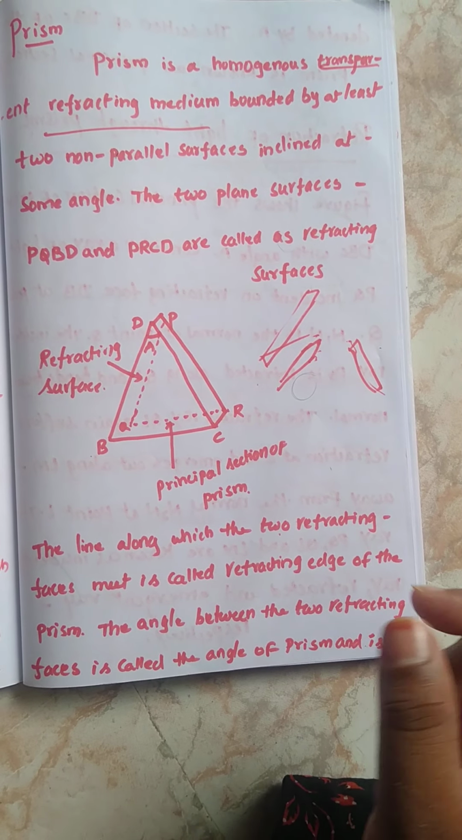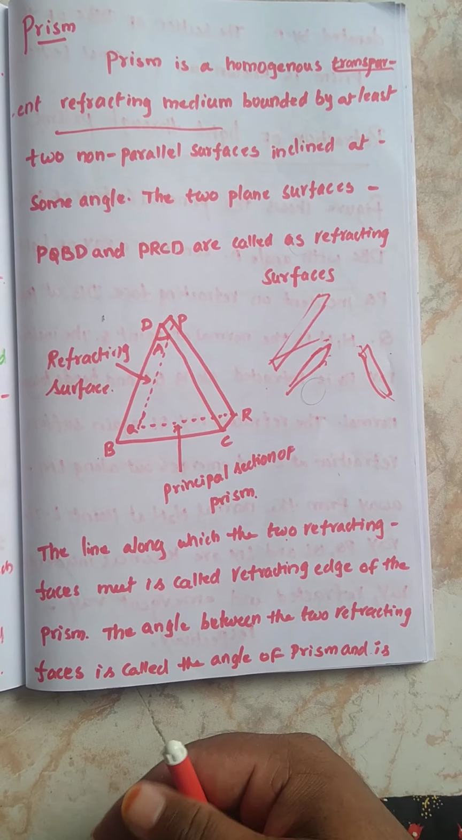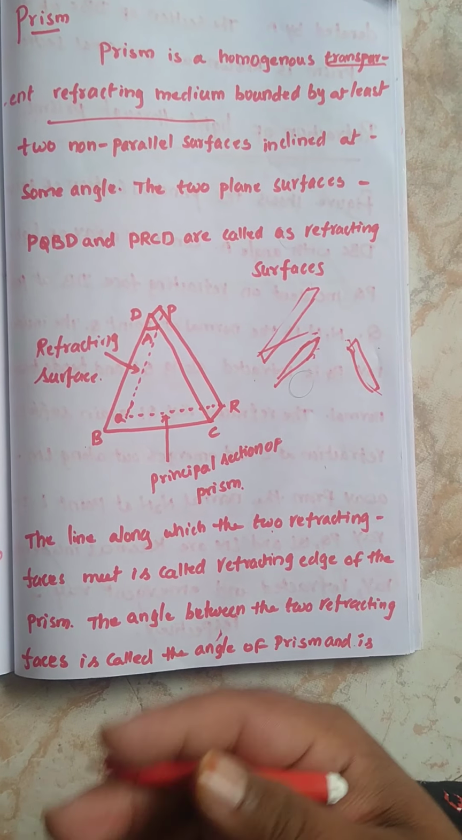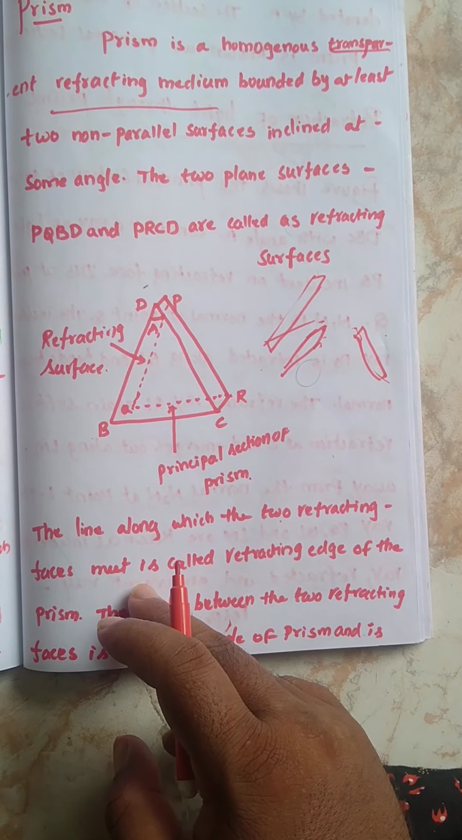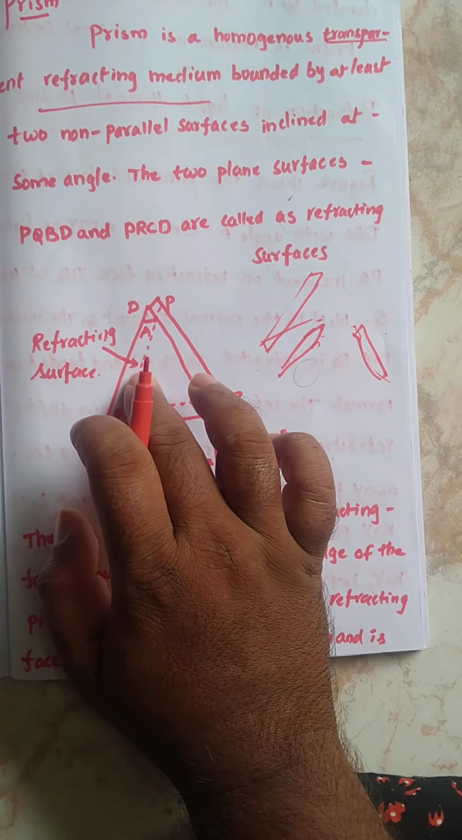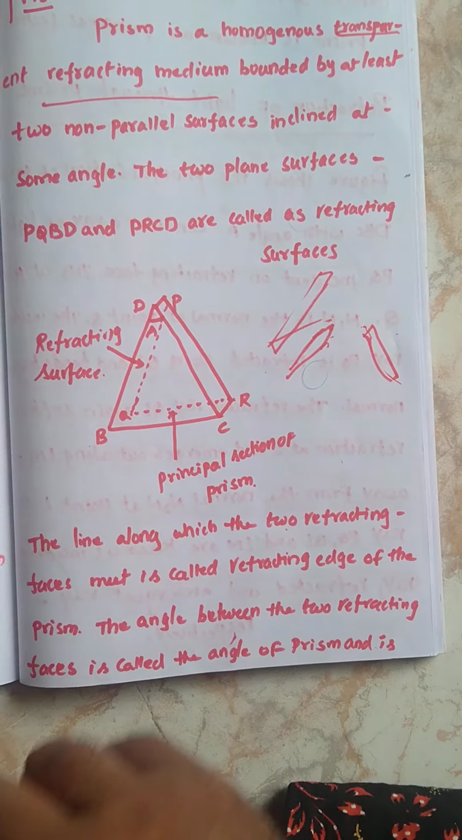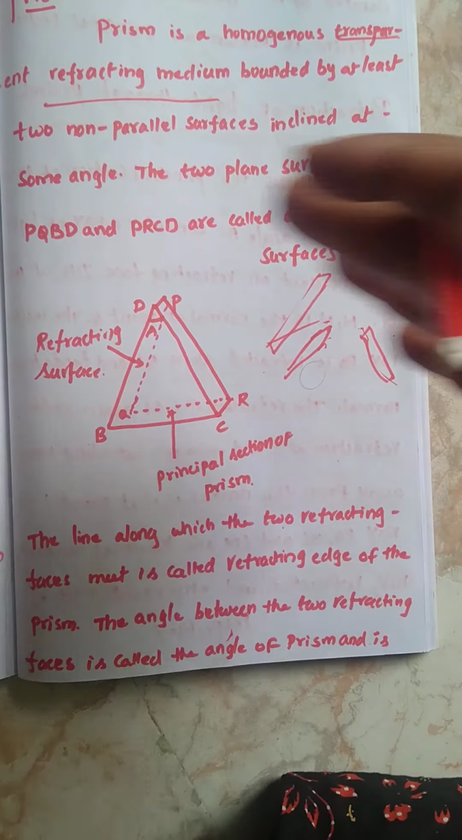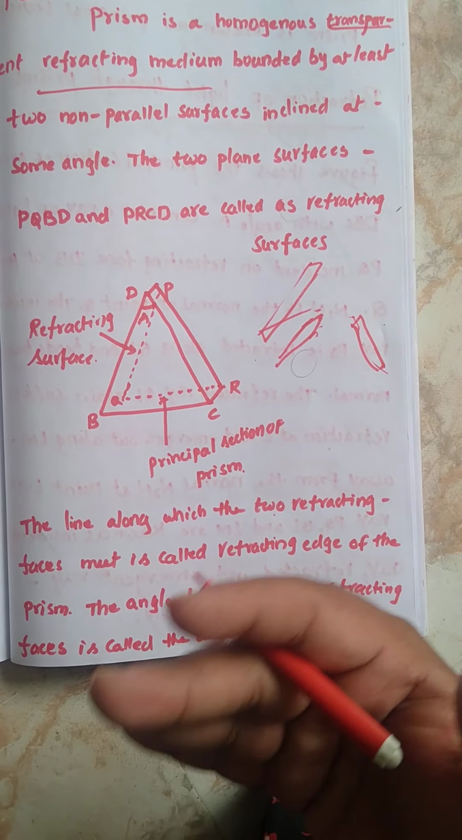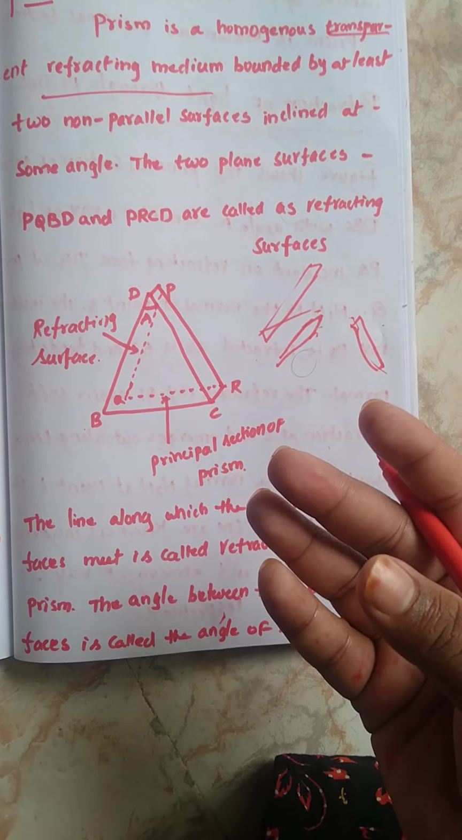But here we are not considering the total prism. We are considering only a section of prism, a part of the prism. See here, these are the refracting surfaces. It is the principal section of the prism. This dotted line I am going to consider. Why? Because we are not considering the total prism. I am just considering a principal section, or a part, of the prism.